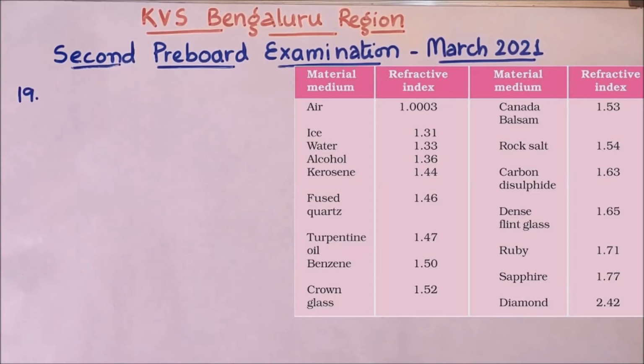There is no need to memorize any value of refractive index except for vacuum or air. All other things will be given in the question, so no need to memorize. So let's see the first question, 19.1.